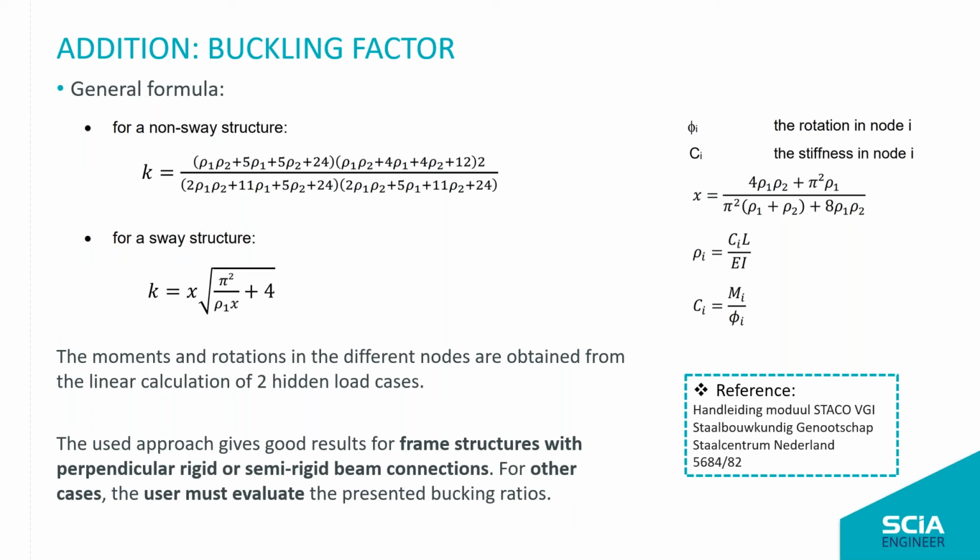And therefore, we need to have some way to at least estimate some k-factors for a simple linear calculation. For us, we have found a reference that gives a good approach, but only for frame structures that have perpendicular connections that are either rigid or semi-rigid. So this is the method used. I think you're all familiar with it.